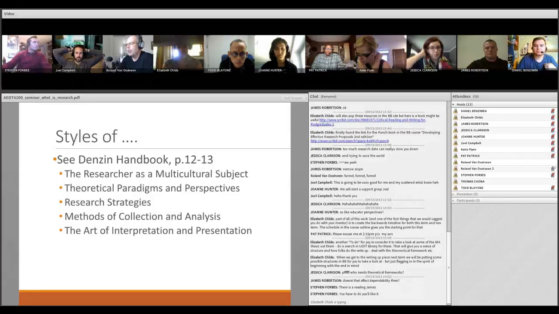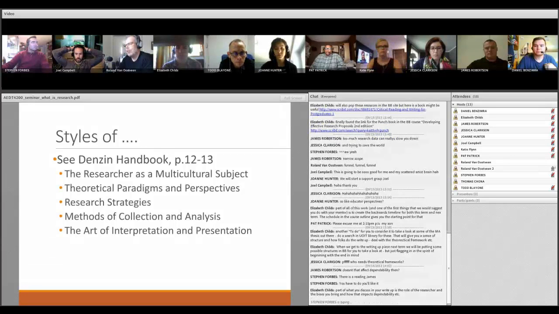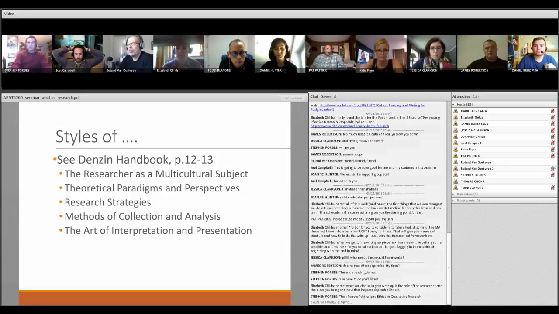There are research strategies. So you're looking at study design. Are you going to be using a case study? Are you using ethnography, participant observation, phenomenology, ethnomethodology, grounded theory, et cetera? These are all traditions or ways of doing your particular research.